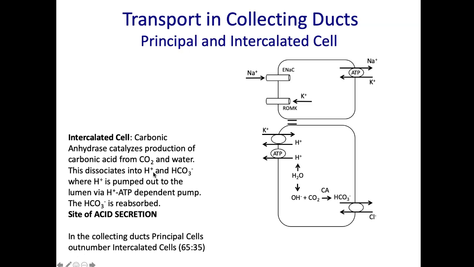Okay. Now, the other big picture is, what's the ratio of principal cells to intercalated cells? It's probably 65% principal cells, 35% intercalated cells. So again, principal cells seem to dominate the landscape of the collecting duct. Again, the fine-tuning of the tubular fluid occurs here in terms of reabsorbing sodium, but here it's in exchange for potassium. Okay, this is key. It's the site of potassium secretion, and the intercalated cells are the site of proton secretion for acid-base balance.